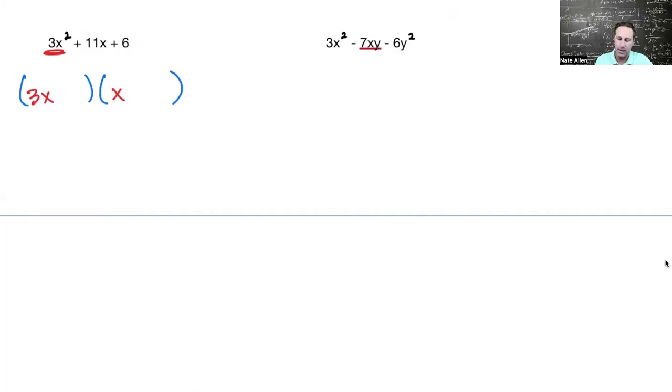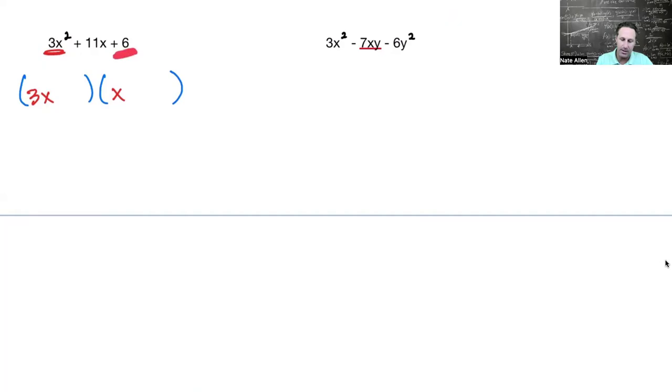But this time, notice I did have to put a 3 and 1 to get my 3x squared, not just x and x. Okay? Now, with that being said, it could be a bigger number, say even a 6. Now you'd have options of 1 and 6, or 6 and 1, 3 and 2, or 2 and 3. So there are going to be various things. I'm just trying to keep it simple and get you through the process rather than all different types of examples.